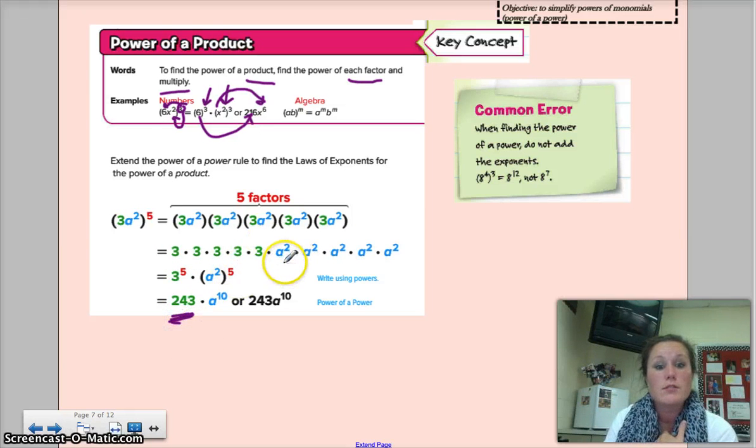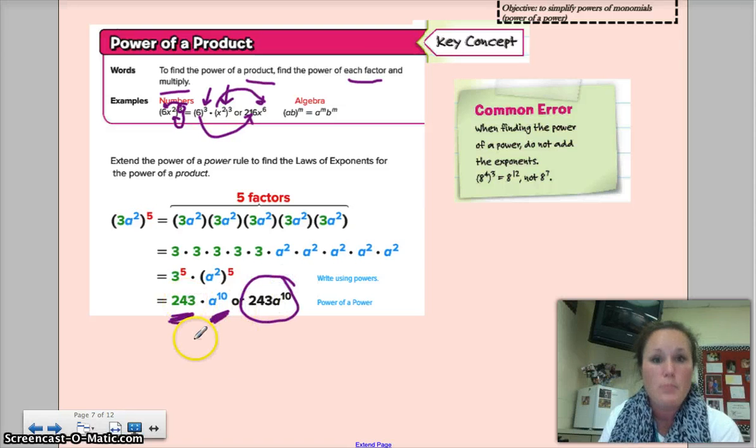I'm going to do a squared 5 times because it's to this 5th power right here. So that's a squared, a squared, a squared, a squared, a squared. Add all of those together to give me 10. That's where they got this from. Or multiply the exponents together. All right. Once you've completed that, you can group it all together, 243a to the 10th power.